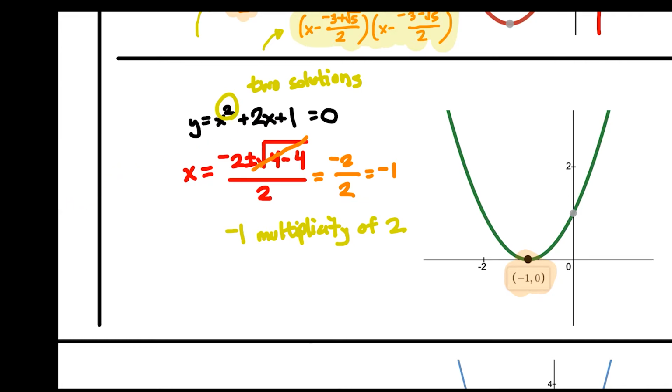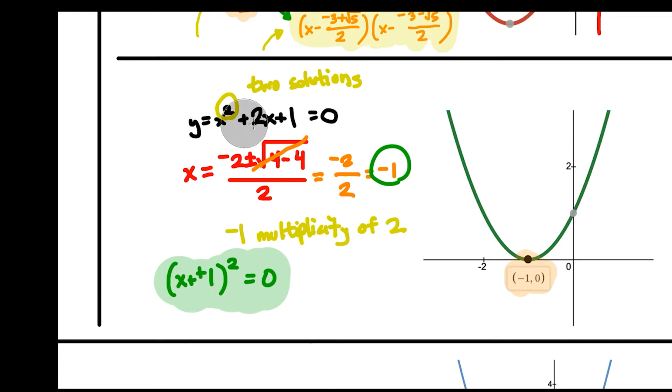An easier way of seeing this is, since we have -1 as the solution, if you just wrote x minus -1, which is x plus 1, like we did with the factored form above here, you'll notice this isn't quadratic. So the only way to actually make it quadratic is if you square it. Okay. So now what I just wrote in green here is equivalent to what I wrote in gray up here. These two things are equivalent statements.